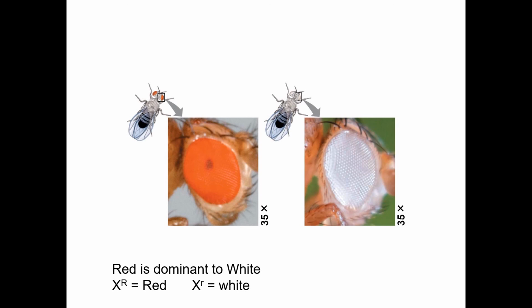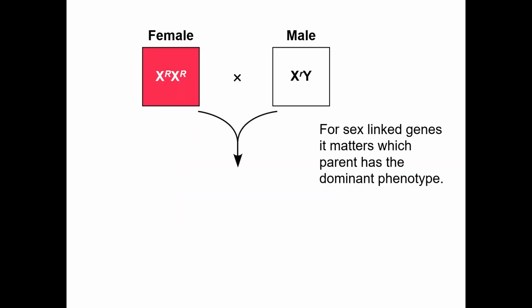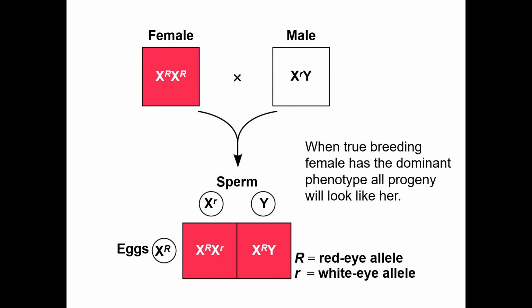It will help you. In the first version of this cross, we're going to have a female who is homozygous for the red-eyed trait, and a male who has white eyes. Males cannot be homozygous or heterozygous for these traits under normal circumstances. Notice how he only has one X. Whatever X he has is what he's going to look like. Unlike with autosomal traits, for sex-linked genes it matters which parent has the dominant phenotype. So in this example, the female can only give dominant X's to all of her children, and the male can either give a recessive X or a Y.